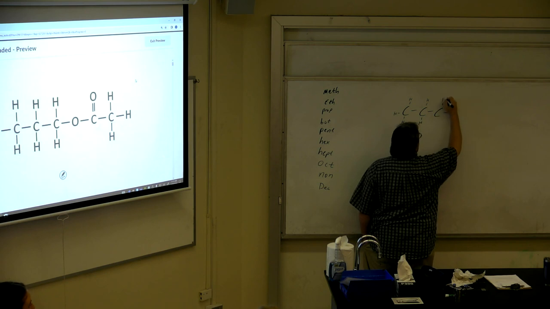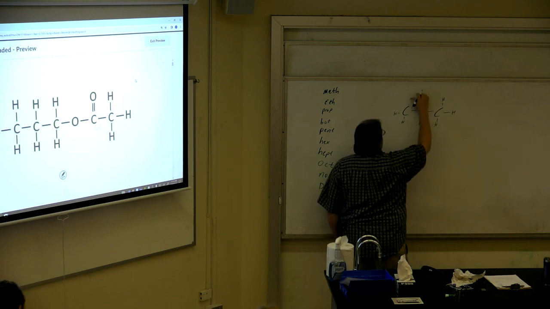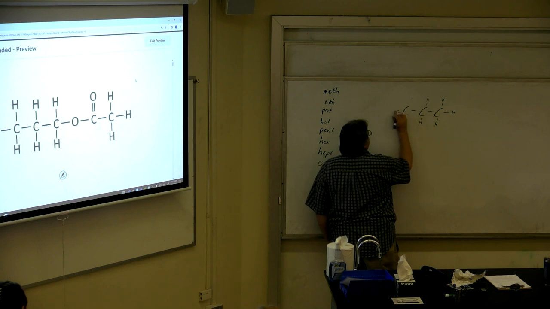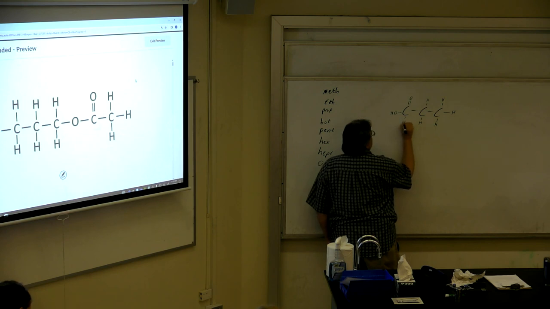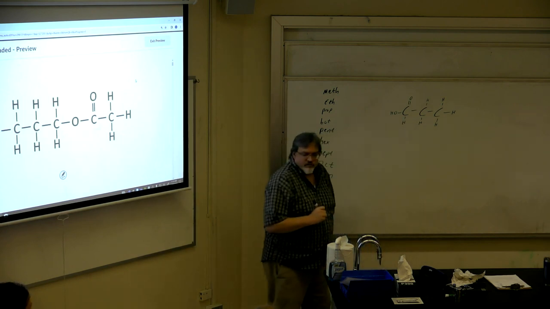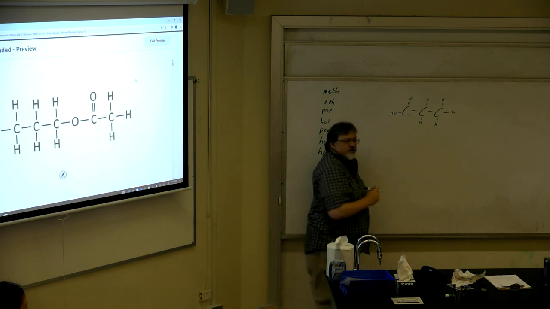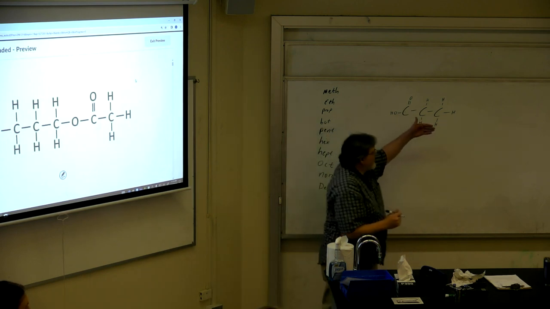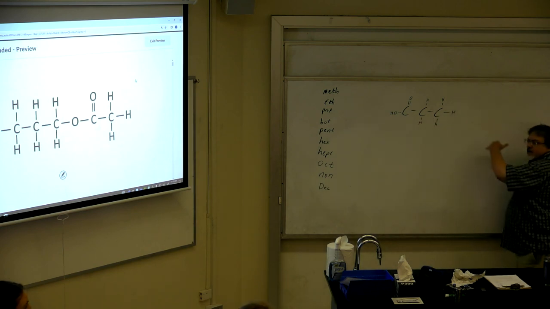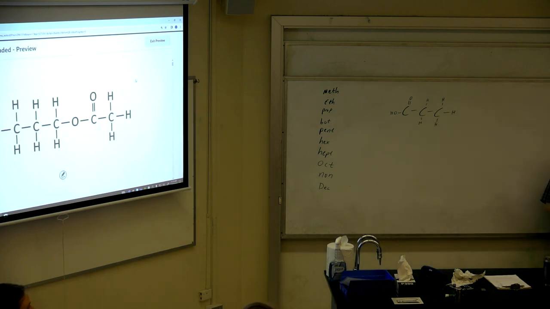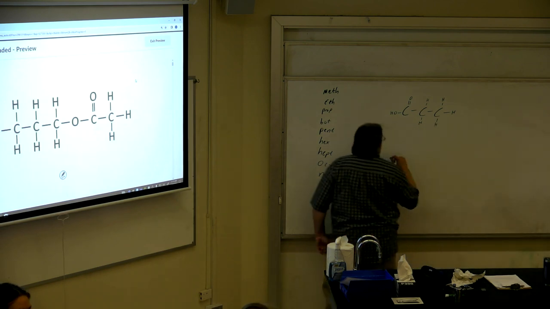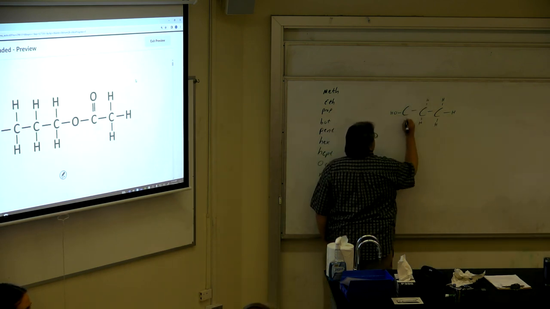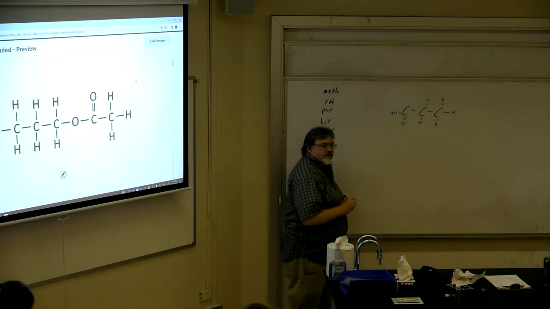And actually, that's identical to what I just drew. I mean, if I plucked this off the board and turned it around, and you had that other structure, all I've done is pluck it off the board and turn it around. It's still the exact same molecule. So all I'm saying is this structure might be on the left, it might be on the right. That's still exactly the same structure.